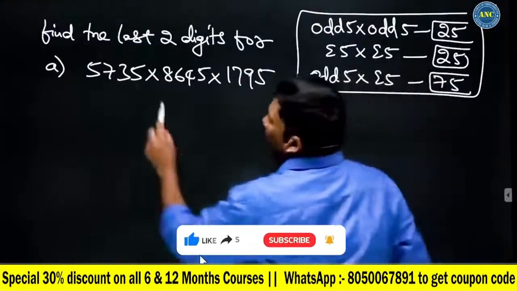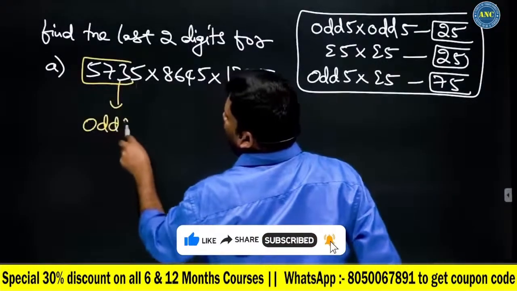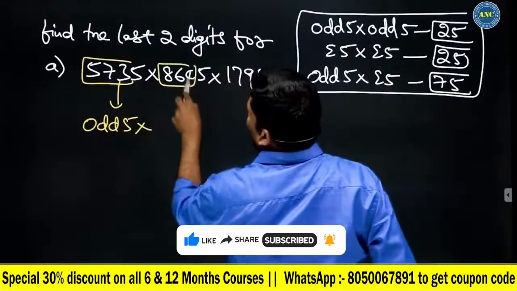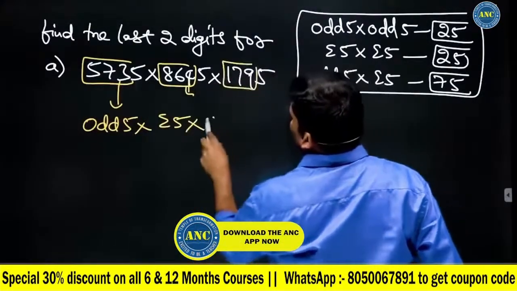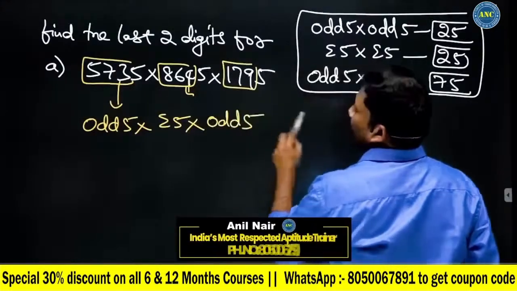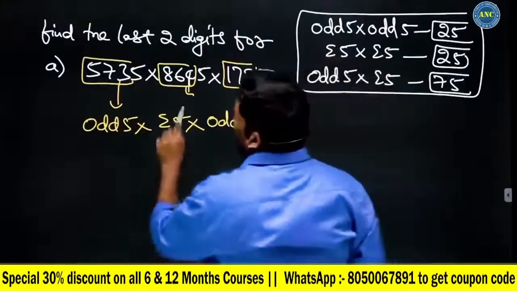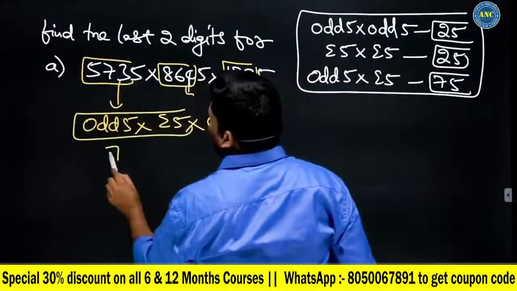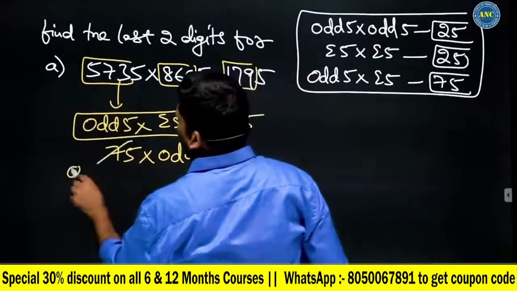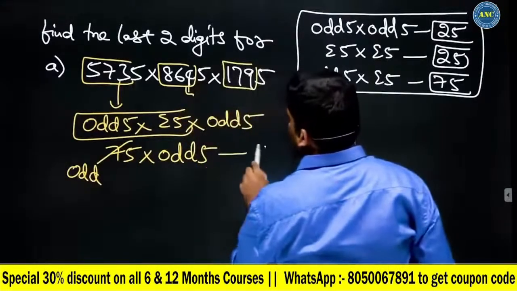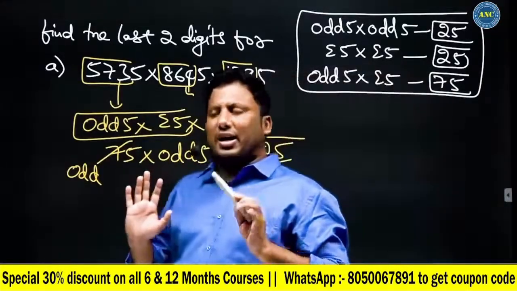How to solve? 573, unit digit it is odd, so it is an odd 5. 864, unit digit it is 4, even 5. 179, 9 is an odd number, odd 5. Odd 5 into even 5 into odd 5. Odd 5 into even 5 is 75, into odd 5. 7 is an odd number. Odd 5 into odd 5. What are the last two digits? 25. Just by looking at the question itself, you can answer this question.